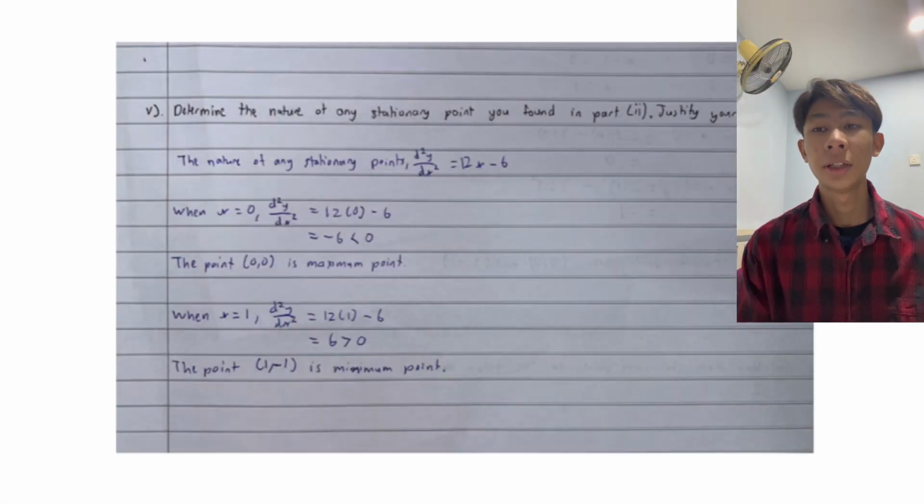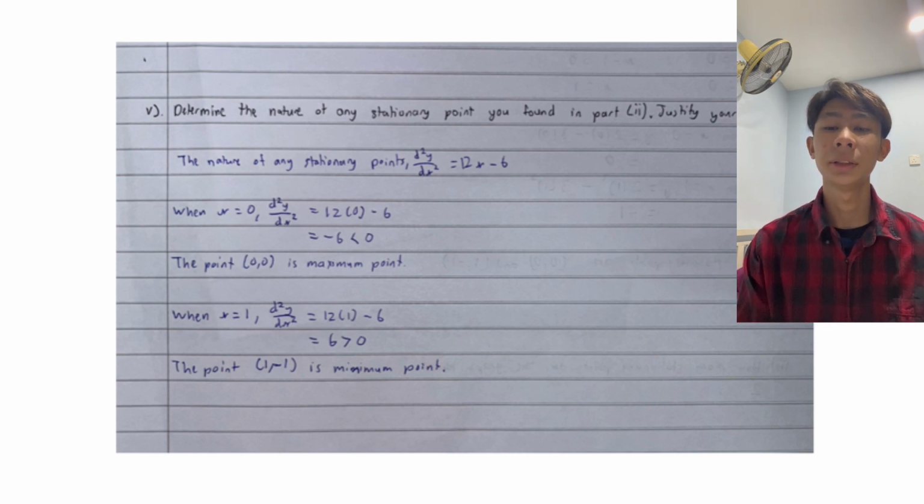So for question number 5, the nature of any stationary point. d to the power of 2 y over dx to the power of 2 equal to 12x minus 6. So when x is 0, d to the power of 2 y over dx to the power of 2 equal 12 times 0 minus 6. So the answer is negative 6, which is lower than 0. So the point (0, 0) is the maximum.